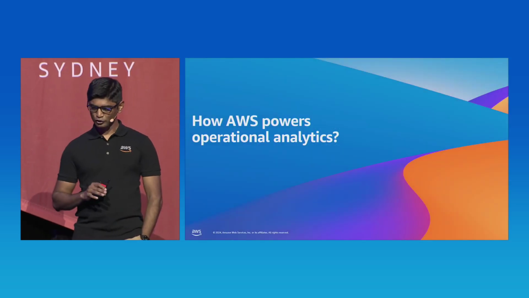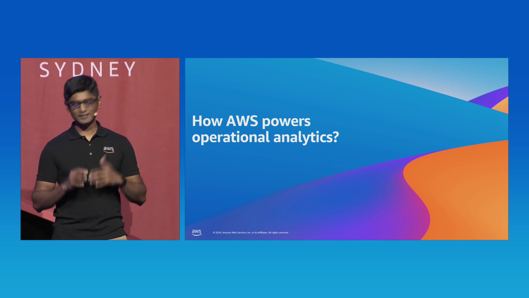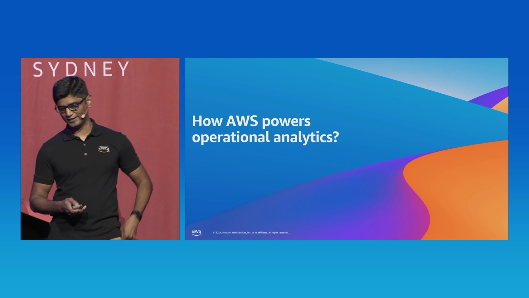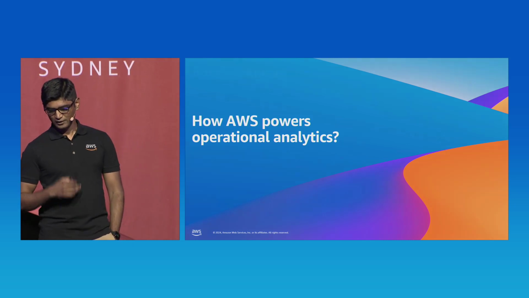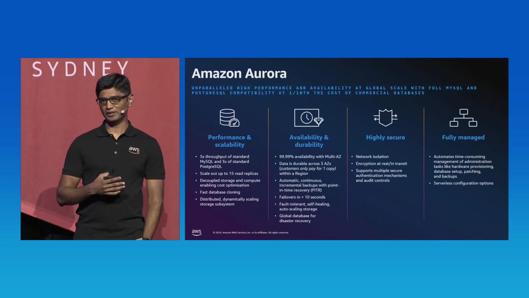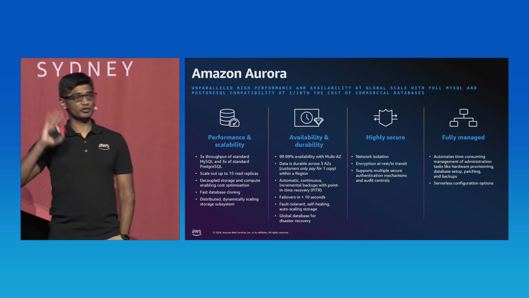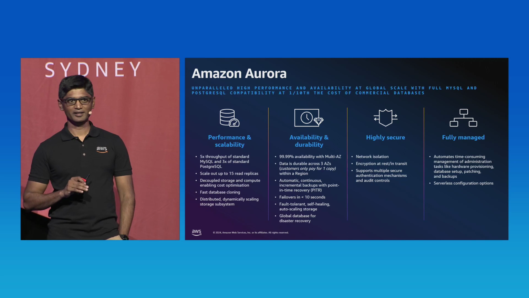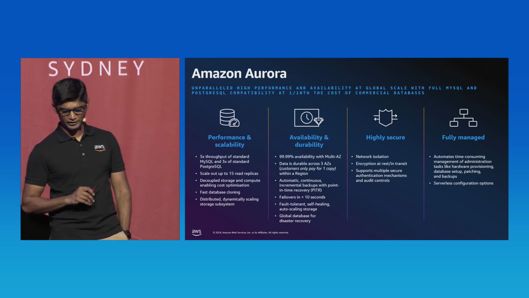Next, I just want to talk to you about some of the services in AWS which are powering this operational analytics. First is Amazon Aurora. How many of you are using Amazon Aurora at the moment or planning to use it? Okay, I see some hands here which are already using it, which is great.